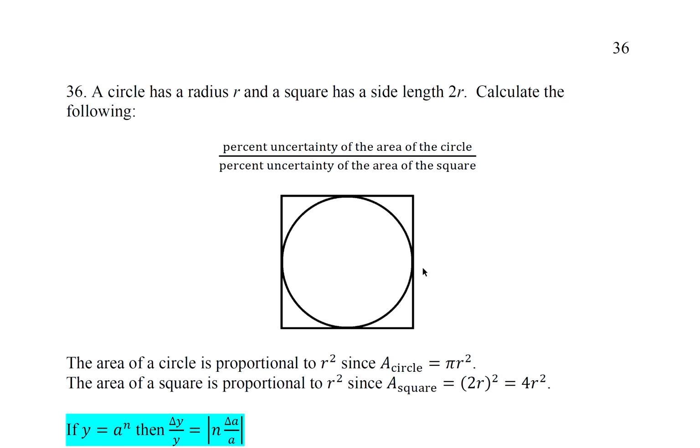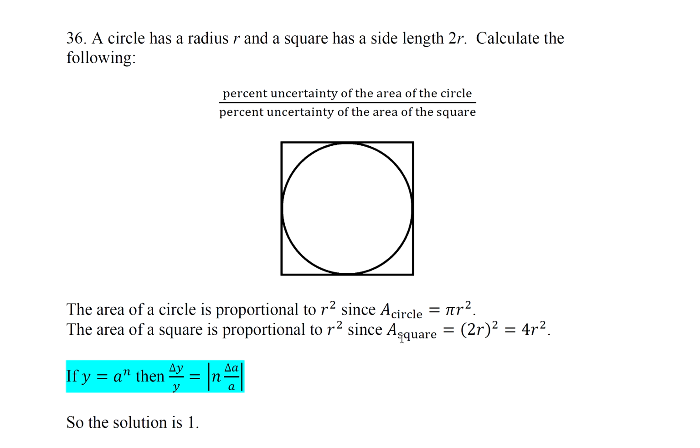Question 36. A circle has a radius r and a square has a side length 2r. Calculate the percent uncertainty of the area of the circle divided by the percent uncertainty of the area of the square. So the area of a circle is proportional to r squared, and the area of a square is proportional to r squared. If you look at these two equations, pi r squared and 4r squared, you're going to notice that n is equal to 2 and n is equal to 2. So if you divide the percent uncertainty of the two, it is going to be equal to 1.